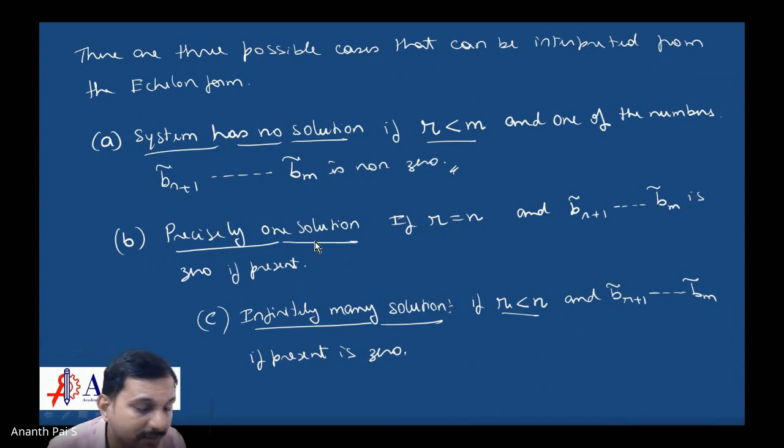Next, precisely one solution. If R is equal to N and B R plus 1 onward, if present, are all 0, then it has precisely one solution. Infinitely many solutions if R is less than N, not M here, and also B R plus 1 to B M is 0.